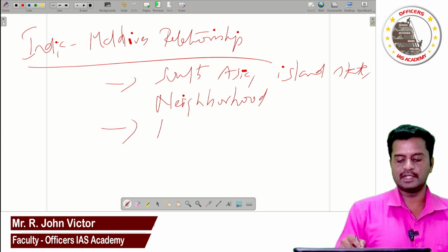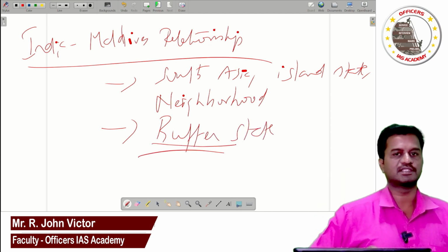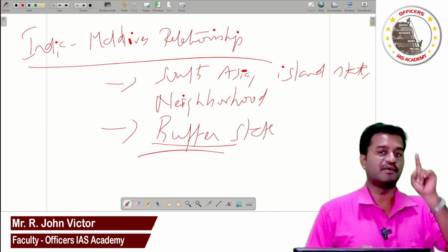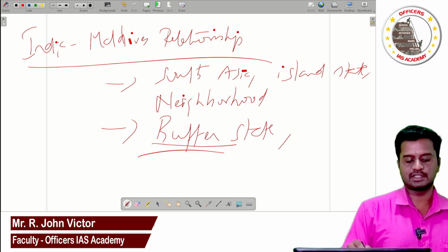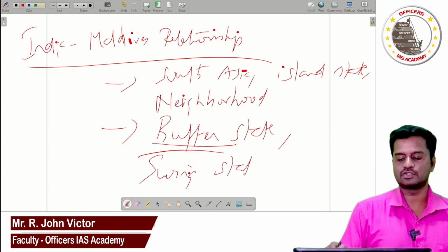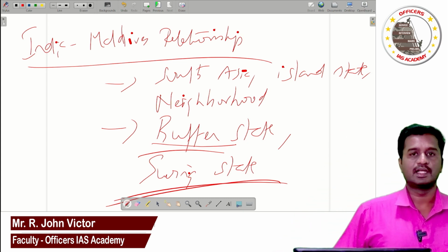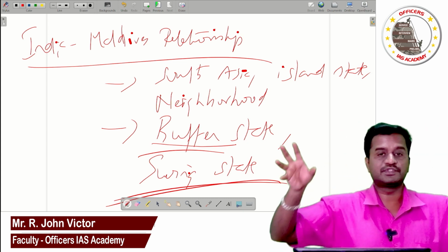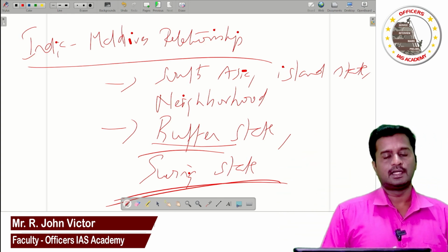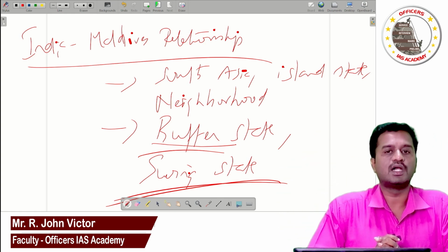Secondly, Maldives is a buffer state. I already explained the concept of buffer state. Maldives is a very important buffer state. It is also a swing state. Mention this concept. Buffer state is a very important concept. A swing state is a state that often shifts its foreign policy based on its current needs. This is called a swing state.